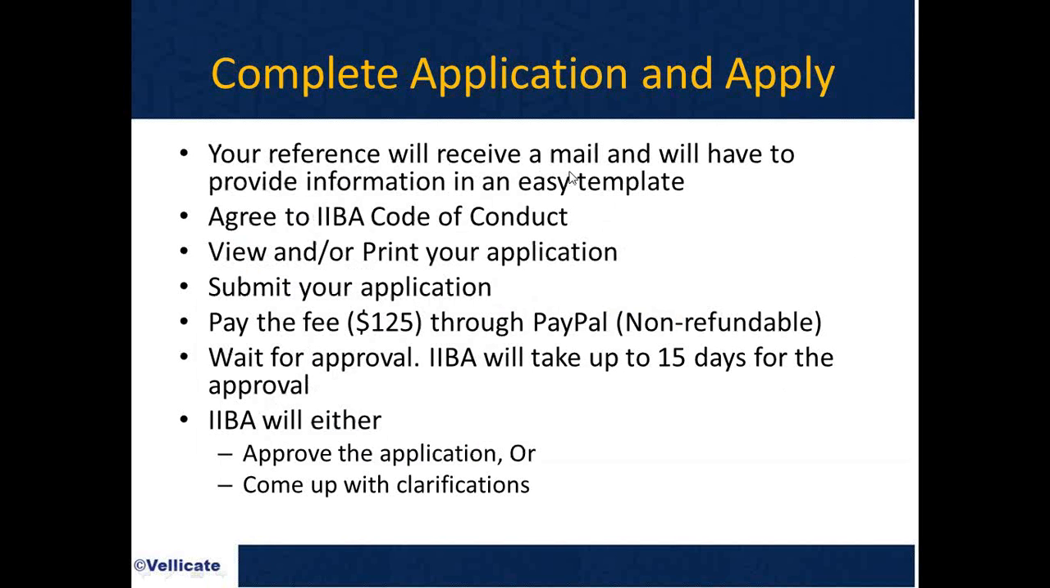Your reference will receive an email as I have described to you, and they will have to provide the information in the template. You need to agree to the IIBA code of conduct. You can view and print your application, and then you submit your application. You pay the fees, which is $125 through PayPal. This fee is not refundable. You wait for approval. IIBA takes up to 15 days for approving your application, and IIBA will either approve the application or they will come up with clarification.